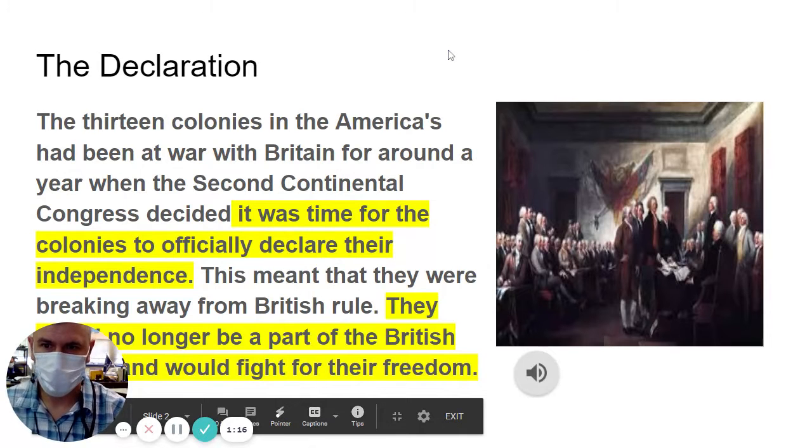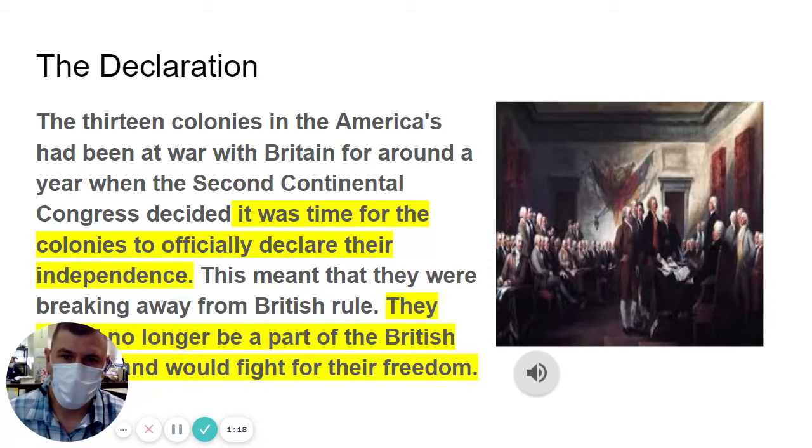The 13 colonies in the Americas had been at war with Britain for around a year when the Second Continental Congress decided it was time for the colonies to officially declare their independence. This meant that they were breaking away from British rule. They would no longer be a part of the British Empire and would fight for their freedom.